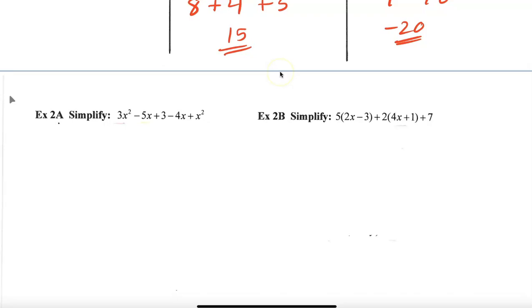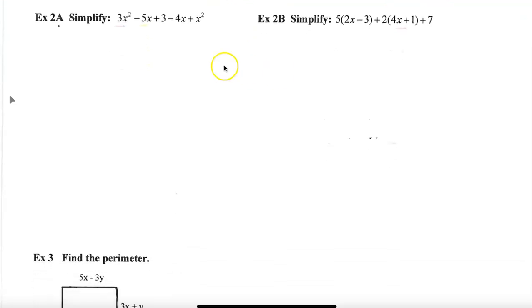Okay, let's do a few more. We're going to simplify this a little faster, though. First thing I do is add up like terms. So let's figure out which are like terms. The x squared has to go with the other x squared right there. The x goes with the other x. And then the constant term of 3 is by itself, so it doesn't do anything.